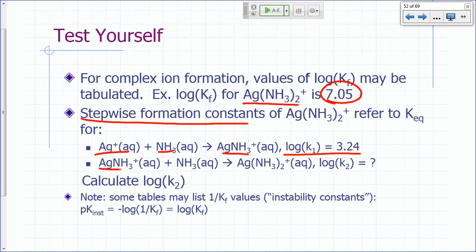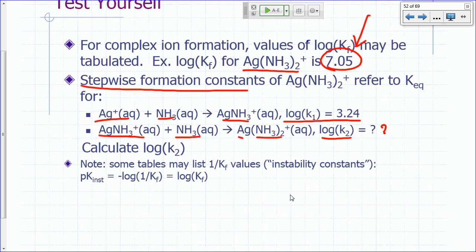Then if it picks up another ammonia molecule, so now you have Ag(NH3)2, there's another formation constant for that. The question is, what's that number if the overall formation constant is 7.05? How can we calculate log K2? Well, let's look at these two reactions. What happens if you add these two reactions?